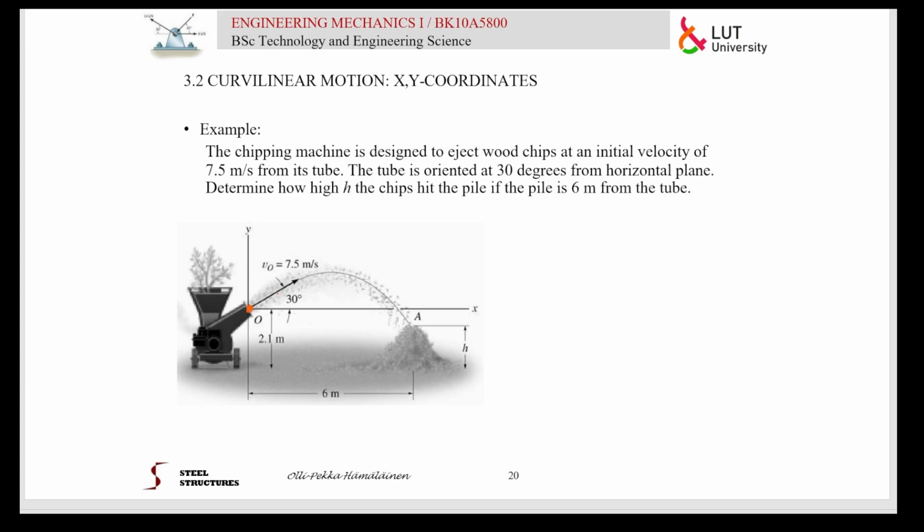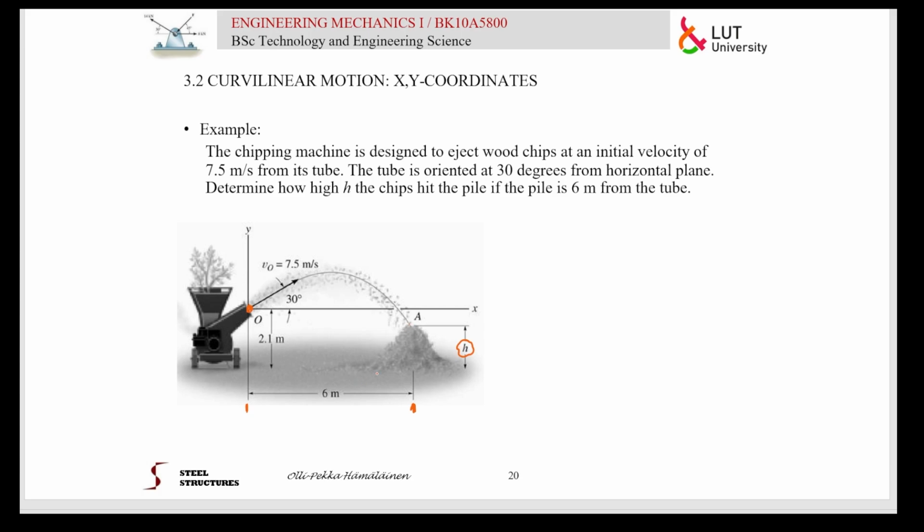The tube is oriented at 30 degrees from the horizontal plane. Again, this complies with the convention we have been using, that almost all of the angles we're using to write down our components in our decomposition process start from the x-axis. It says, determine how high, h, the chips hit the pile if the pile is 6 meters from the tube, meaning the start of the tube of the machine is here, and the pile, let's put its center, is here at 6 meters. How high does it hit this pile at 6 meters?